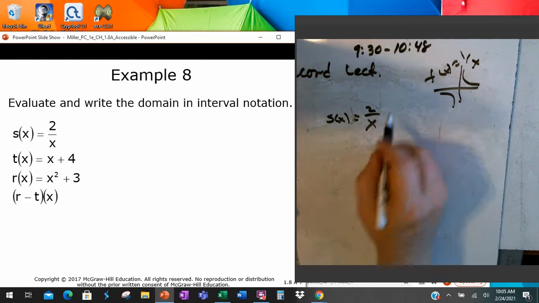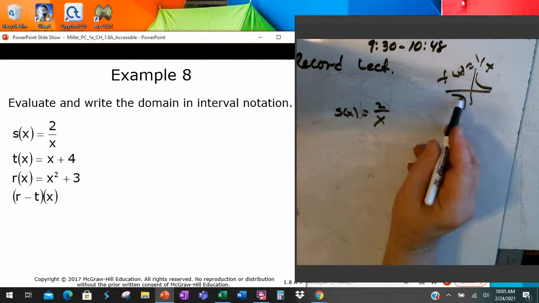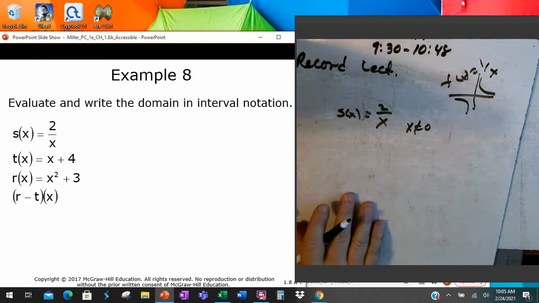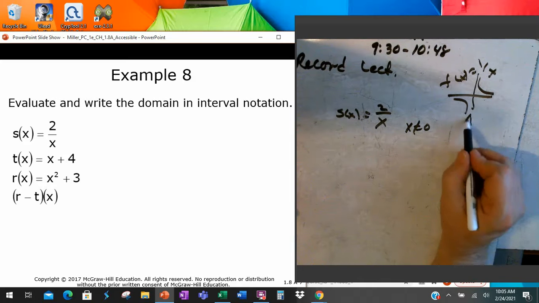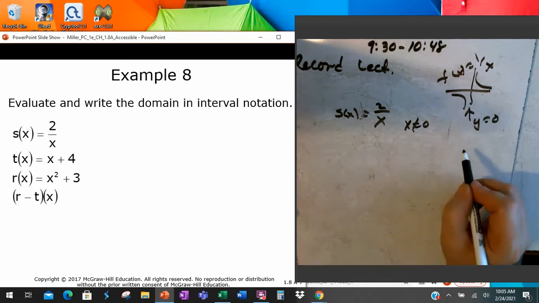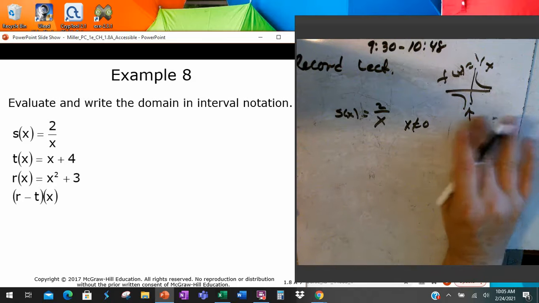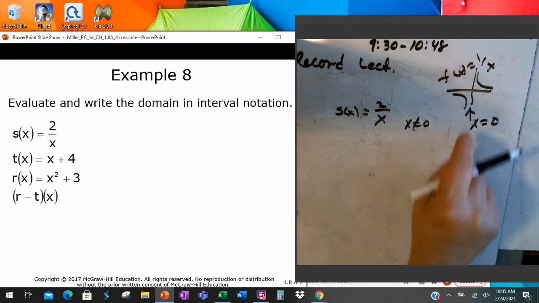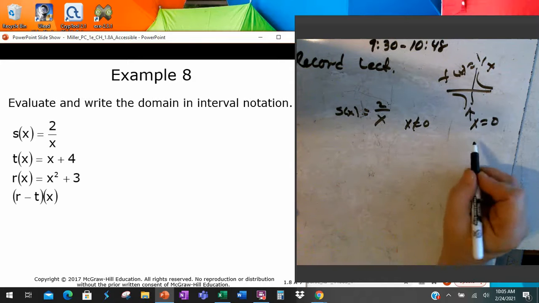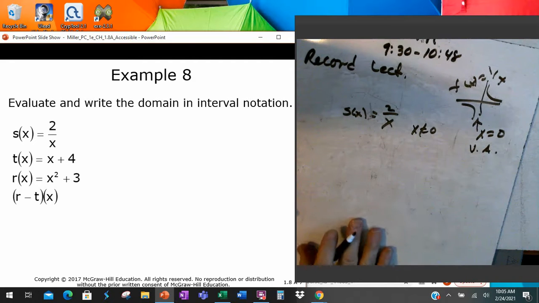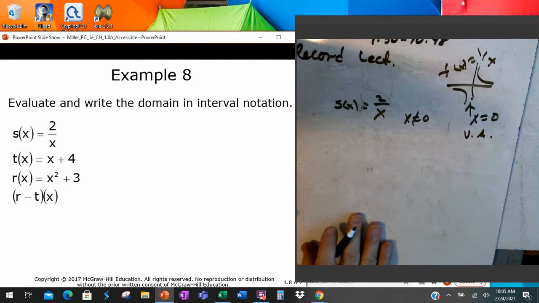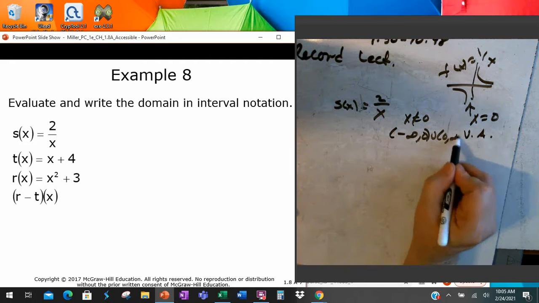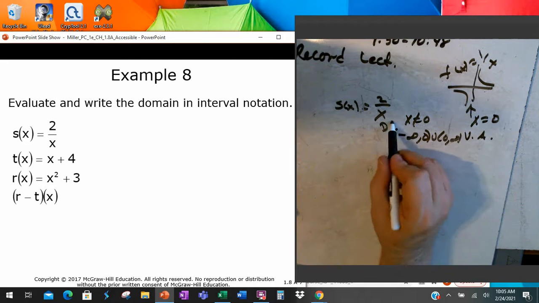Okay, but here I'm not doing any shifts up and down, left, right. I've still got a problem where x is equal to 0. I can't have that. Okay, this, the line y is equal to 0. I'm sorry, x equal to 0, sorry. X equal to 0, all along this x equal to 0 line, that's the vertical asymptote. That's going to be called the vertical asymptote later on. Okay, so the interval negative infinity to 0 union 0 to infinity. That's the domain of S.